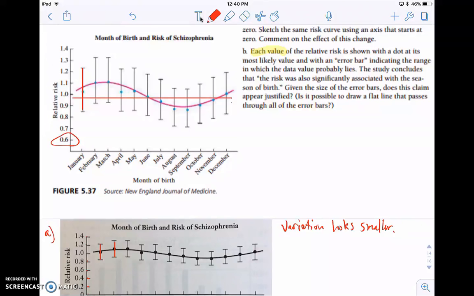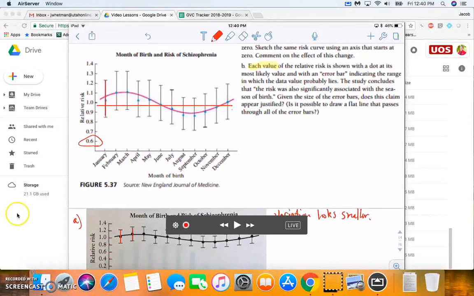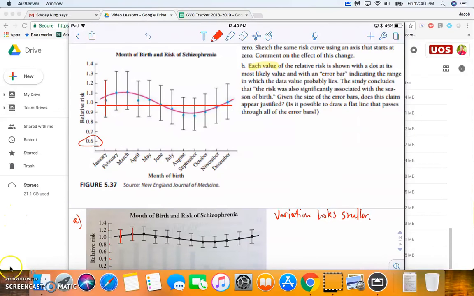So that's a look at bar graphs. We'll continue in part 3, using technology, using Microsoft Excel to generate some information.